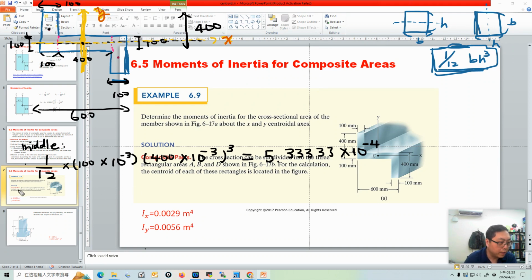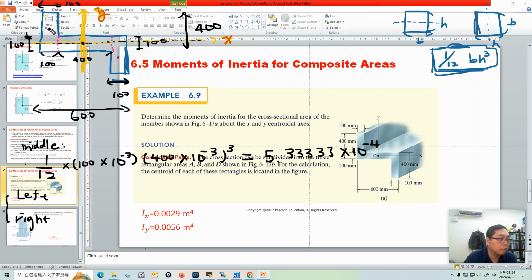So the remaining parts are the left and the right. The left and right are actually symmetric, so they have the same answer. We only need to calculate the left or the right part of the area. So let's still calculate the left. Right now its centroid is here.